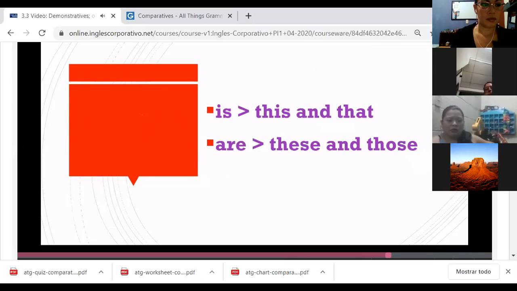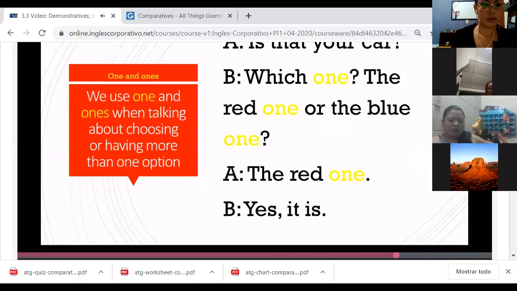In English, we use one or ones very often when talking about choosing or having more than one option. For example, I ask, is that your car? Which one? The red one or the blue one? The red one. Yes, it is. The words one or ones always go at the end of the question and answers, and they replace the noun in the question.